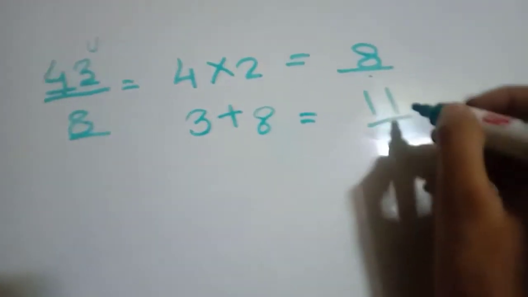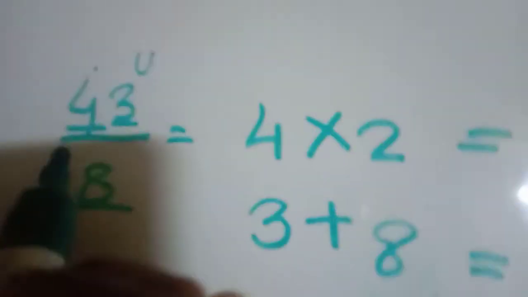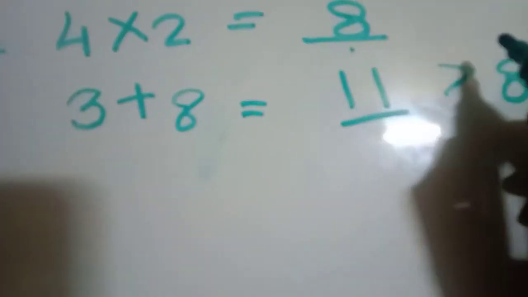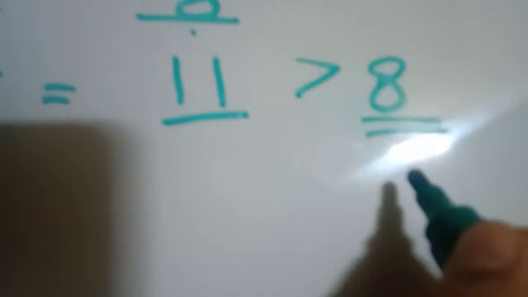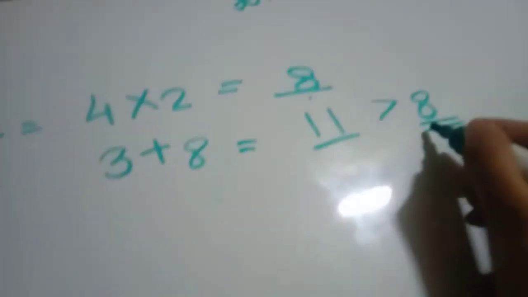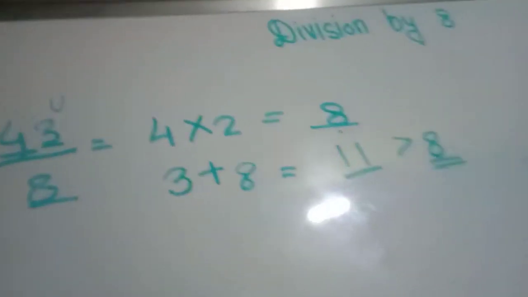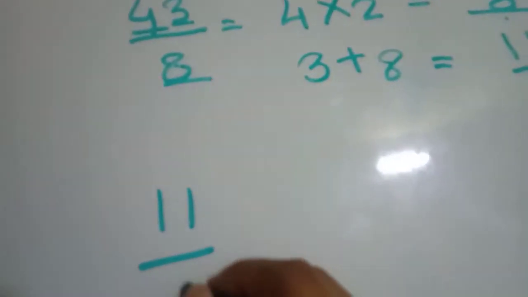So now 11 is greater than 8. Why 8 only? Because the divisor is 8. That's why we take 8. It's bigger than it, but we want smaller than it. All the numbers we want smaller. So now we have to do the same process. Now what will we do? We will write 11 divided by 8.